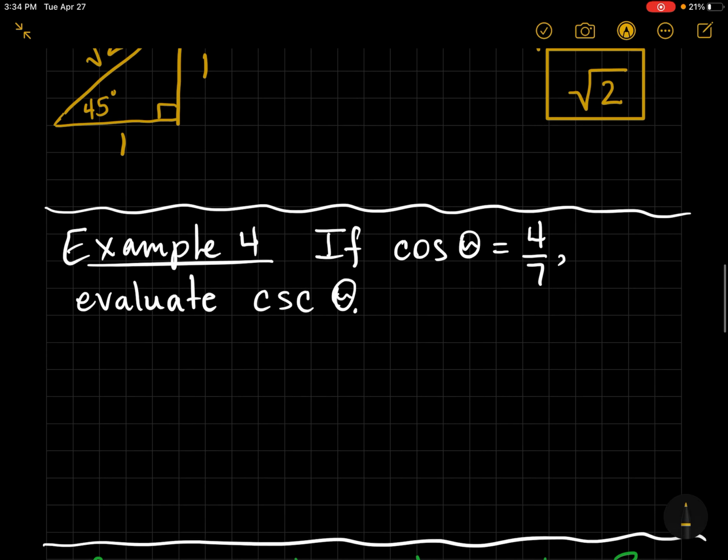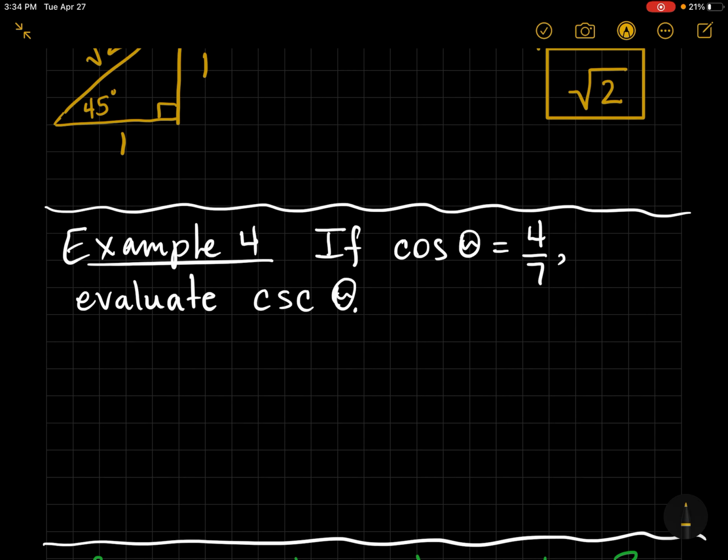Example 4. If cosine theta is 4 over 7, evaluate the cosecant of theta. Wow, let's think about this. There's no triangle here, but I've been given instructions. Let's follow them. I'm going to draw a generic right triangle, and it probably won't be to scale. And I'm going to put theta in one of the corners. And now I'm going to follow directions.